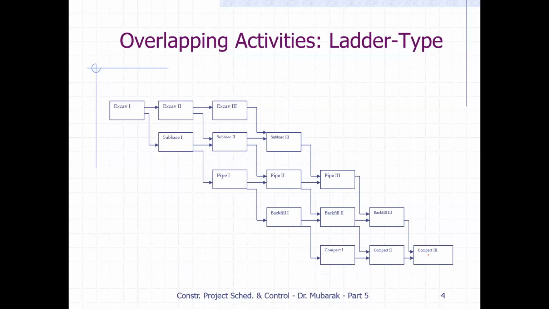Now, what we can learn from this is that it is very detailed. Each activity is broken down. As you can see here, excavation one is broken down into excavation two and three, and sub-base one into two and three. The pipes activity, laying the pipe, is pipe one, pipe two, and pipe three, and so on and so forth. So as you can see, it is very detail oriented, and we can follow it through easily.